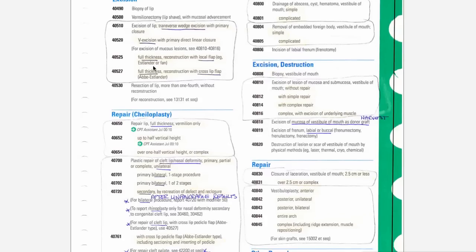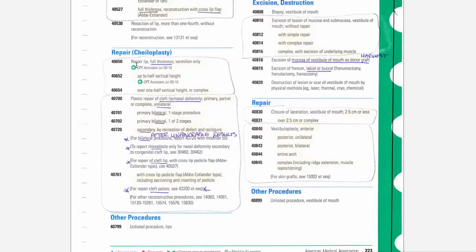Under this repair category, we've got a first bubble 650 to 654, so it's three codes in one bubble, and everything's highlighted after the semicolon. And then we've got the 40700 bubble, which is a fairly big one. It includes a bunch of parenthetical notes, okay? And then what's the difference between the 650 and the 700 bubble? This one is repair of lip for full thickness. This one is a plastic repair of cleft lip or nasal deformity.